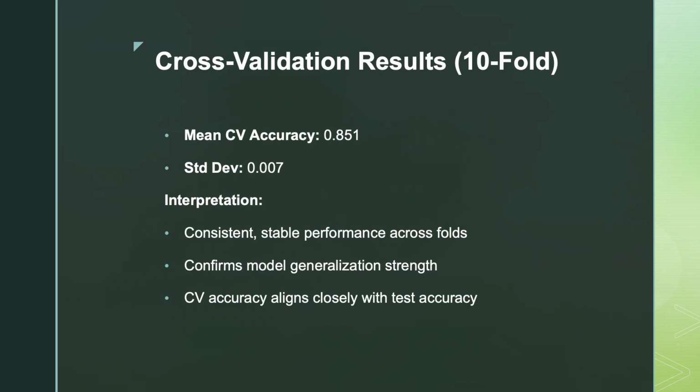10-fold cross-validation produced a mean accuracy of 0.851 with a standard deviation of 0.007, confirming stable behavior across folds. The model generalizes reliably but underperforms on the high income class.